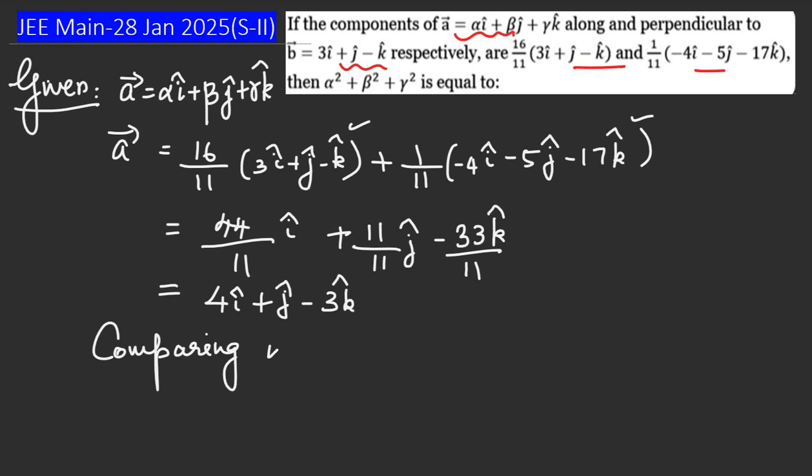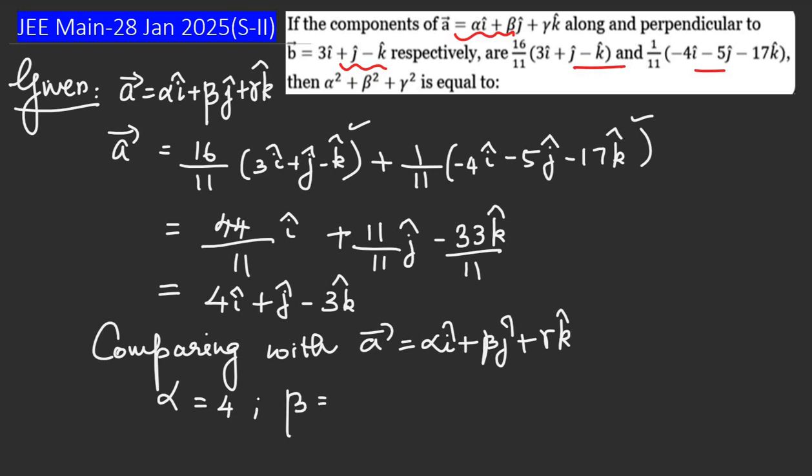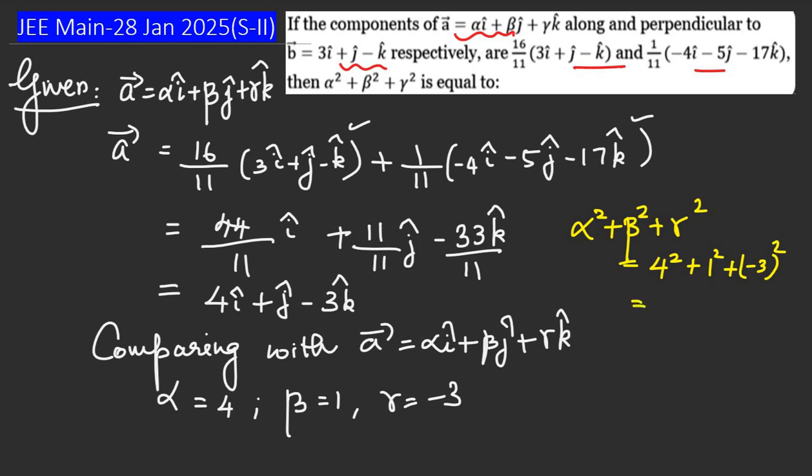Comparing with the given A vector, which is equal to alpha i cap plus beta j cap plus gamma k cap, we get the values of alpha, beta, gamma. Alpha is equal to 4, beta is equal to 1, and gamma is equal to minus 3. And therefore, we are asked to find the value of alpha square plus beta square plus gamma square, which is equal to 4 square plus 1 square plus minus 3 whole squared. So this gives us 16 plus 1, 17, plus 9, which is equal to 26. That will be our answer.